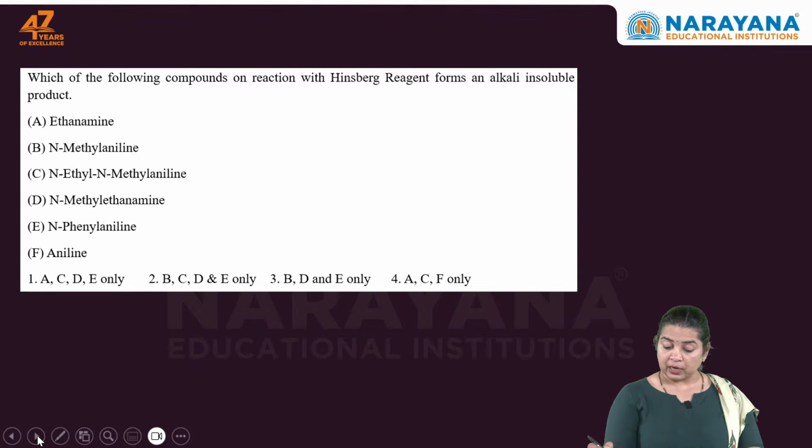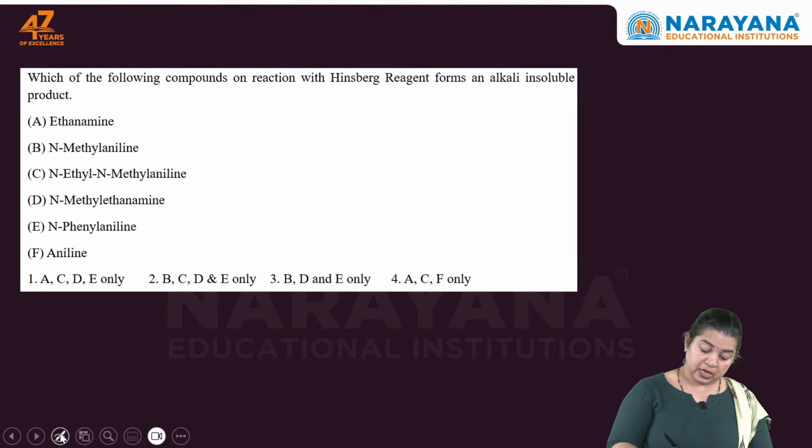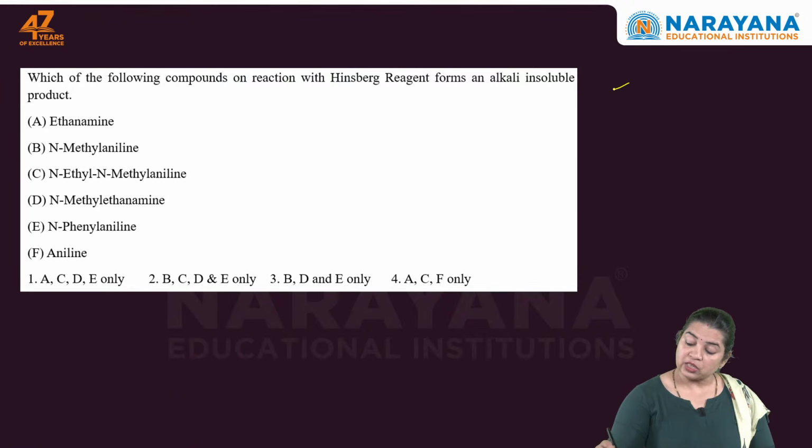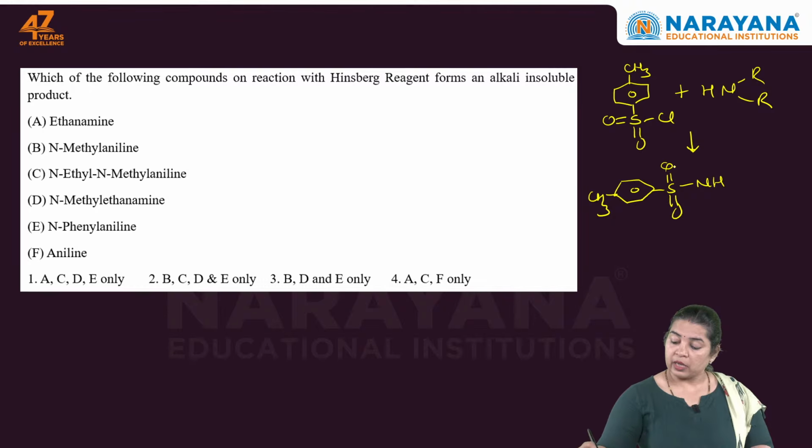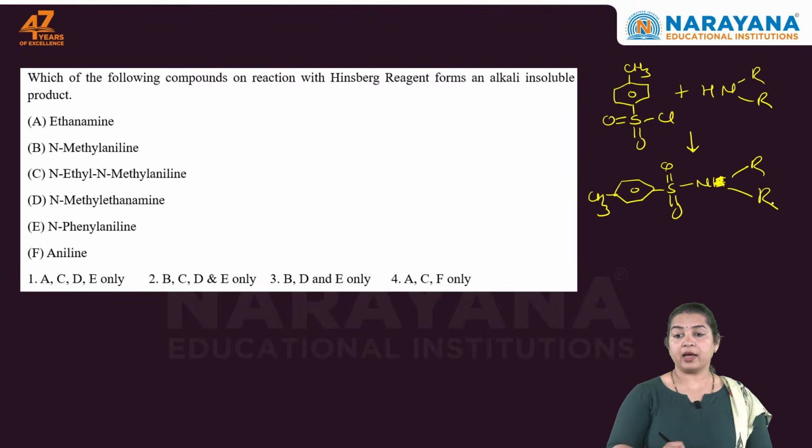Which of the following compounds on reaction with Hinsberg reagent forms an alkali insoluble product? Now, Hinsberg reagent is para-toluene sulfonyl chloride, SO2Cl. What could be that product? It is a characteristic of 2-degree amines, CH3 SO2 N. We don't have H because it is reacting. H is going, so I have to write N, R and R.